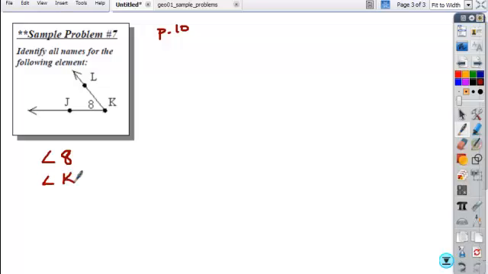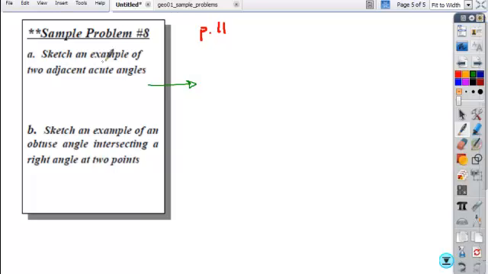The two different ways that we can name this using a single element is either the number inside or the vertex, since there's no other possible angles that have that same vertex. So those would be two possibilities. Is there another way that we can name that? So we can go JKL, and we can even reverse that, LKJ. So these would be the different ways that you can name this particular angle.